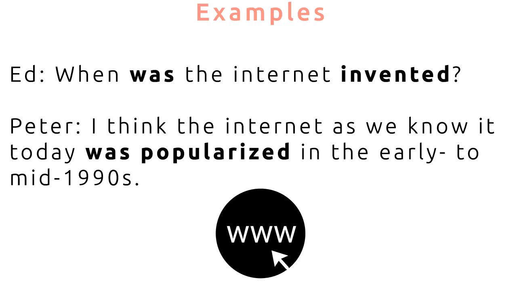And Peter also uses a passive. He says the internet was popularized. This means it was made popular by people in general around the world, but he doesn't need to mention that. He doesn't need to say, people around the world made it popular. He can omit the agent in this example. Those are passive sentences. Now move on to the structure lecture. I'll see you there.